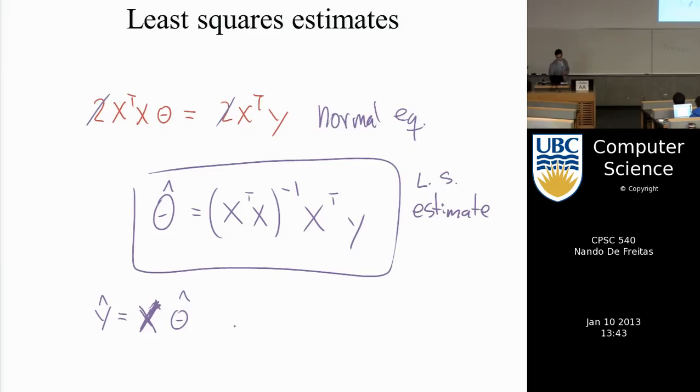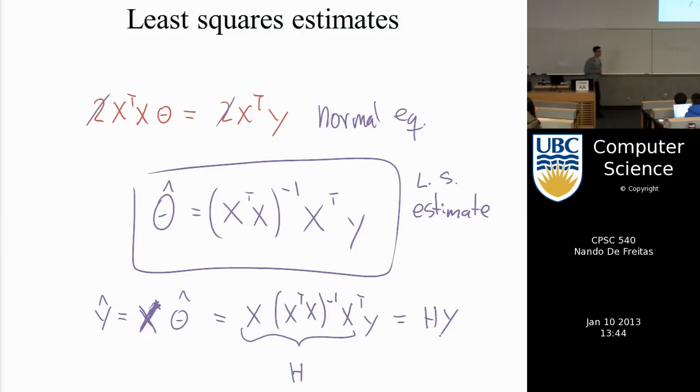So if y hat is x times theta, then this is equal to x times (x transpose x) inverse x transpose y. This whole thing here, we often call the matrix H, and we can rewrite it like this. It's called the hat matrix because it puts a hat on y. Multiplying y by H is the same as putting a hat on the y. But actually, let's leave it there because you're writing.